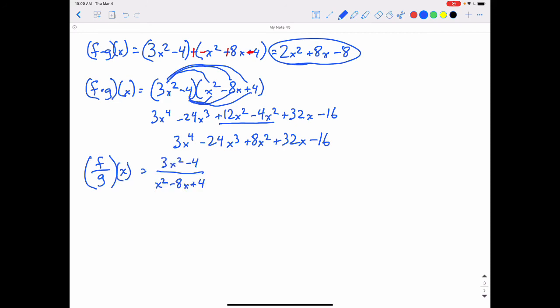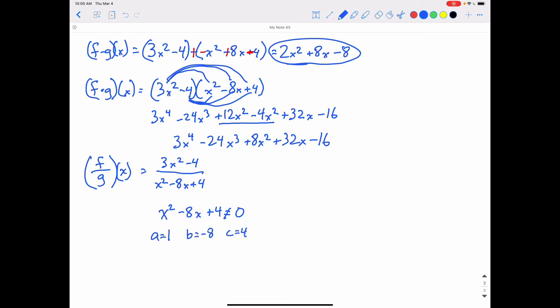So that's the answer, but then we do have to find the restrictions to the domain. So I will set the denominator, again, not equal to 0. And I can try to factor this if I want, but you're not going to get very far because there are no factors of 4 that add up to negative 8. It's not possible, so that means we do have to use the quadratic formula. So A is going to be 1, B is negative 8, and C equals 4.